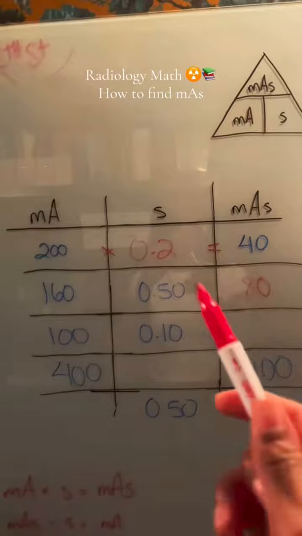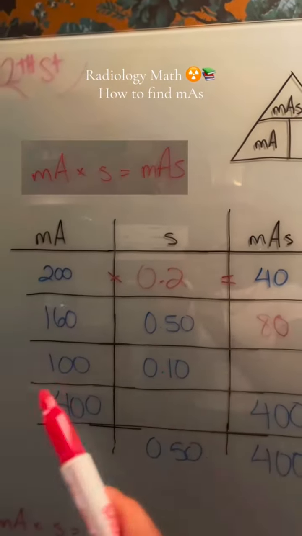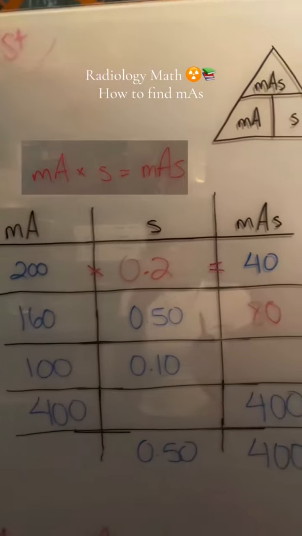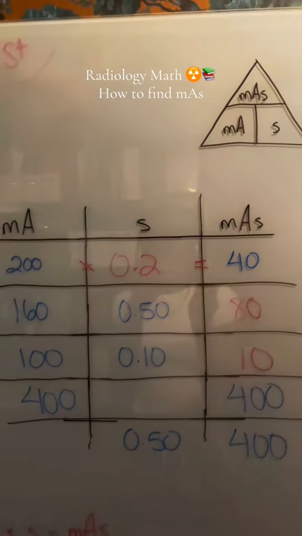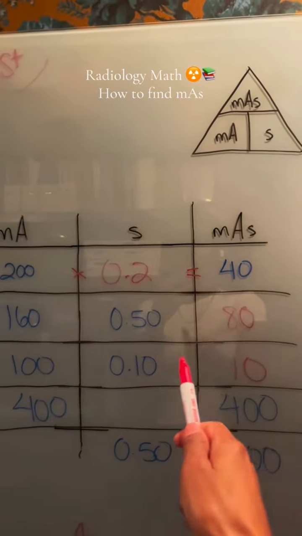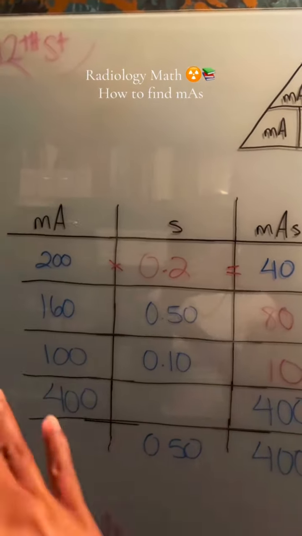Here we go, same thing again. We don't have the mAs, but we do have the mA and the seconds. So you're multiplying 100 times 0.10, and that will get you 10. And if you want to check it, you'll divide the mAs by the seconds or the mAs by the mA in order to get these numbers here.